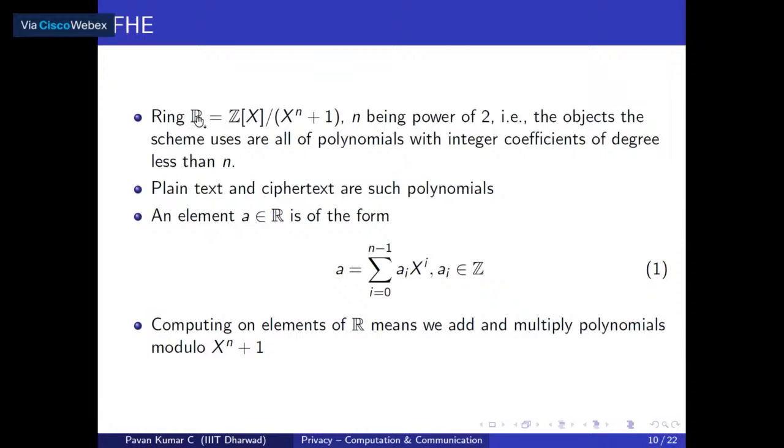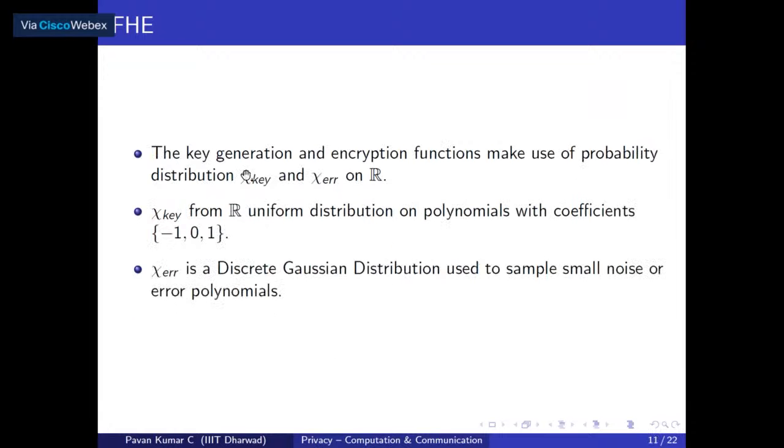And the plain text and ciphertext are such polynomials, with their powers restricted. Now an element that belongs to the ring will be of this form, where the sum runs from i equals 0 to n minus 1 of a_i x^i, where a_i belongs to the integers. So any element, whether plain text or ciphertext, will be of this format. And computing on the elements of the ring means that we multiply or add the elements of this ring with this restriction, that is, modulo x power n plus 1. That means all the elements will be within this range.